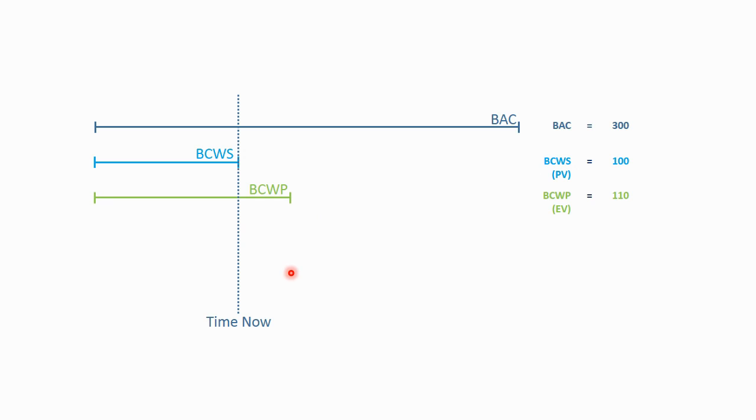Now in this case, this project manager performed 110 hours of work. They were scheduled to do 100 hours of work. They performed 110 hours of work. They took 110 hours of earned value. They're ahead of schedule. And the schedule variance will reflect that.